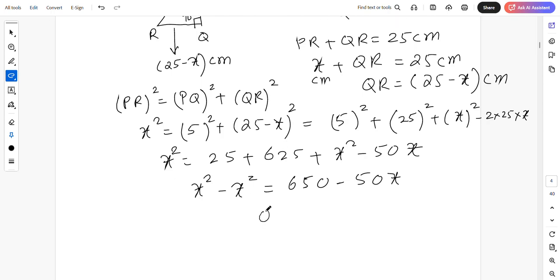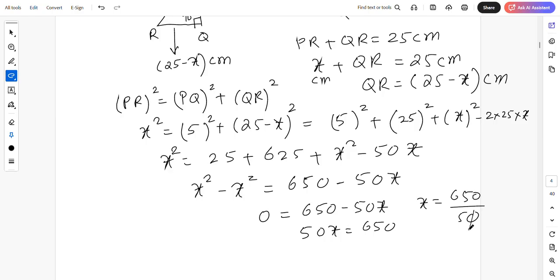This is equal to 0. 0 is equal to 650 minus 50x. I can write this as 50x is equal to how much? 50x is equal to 650. Therefore, x is equal to 650 by 50. The 0s get cancelled.